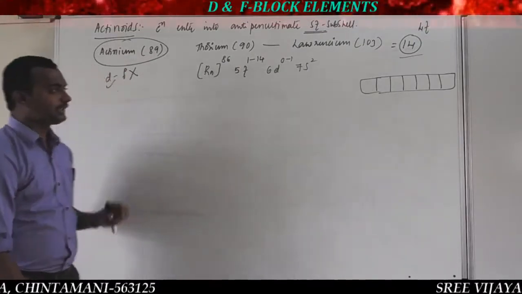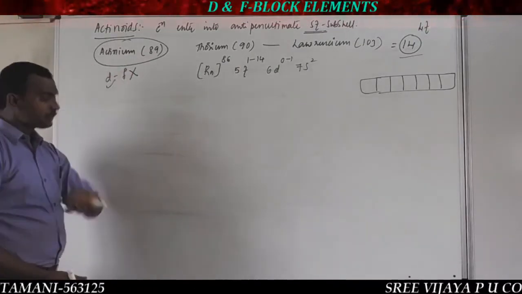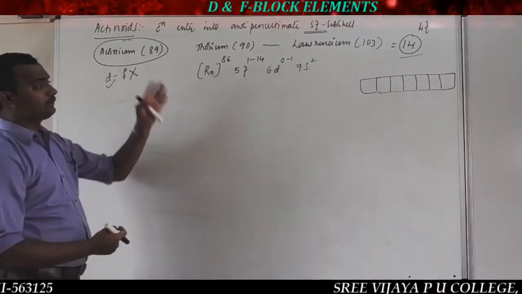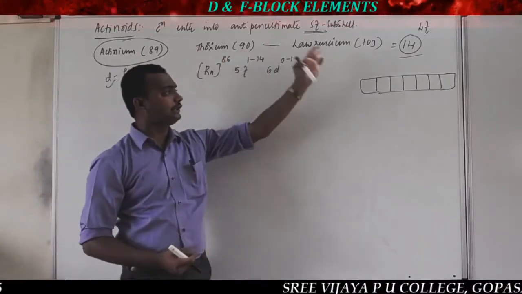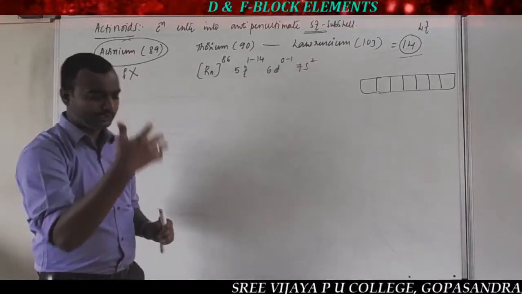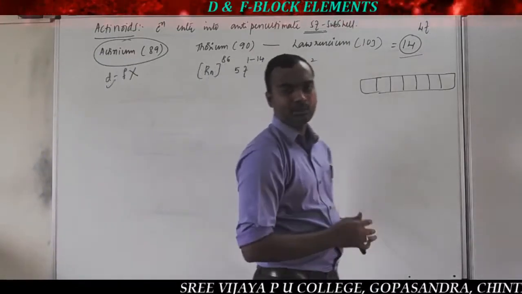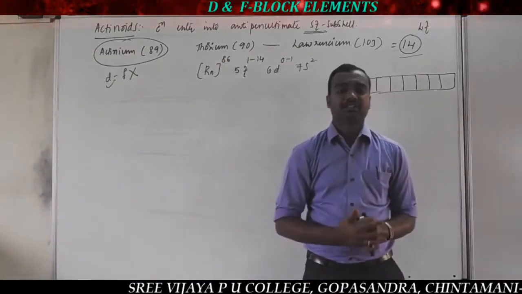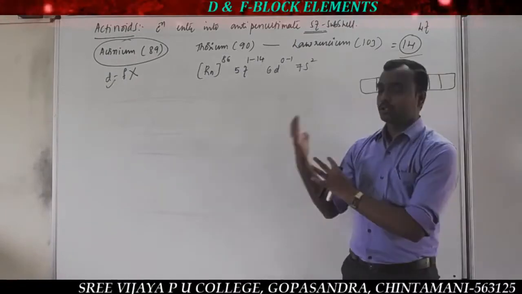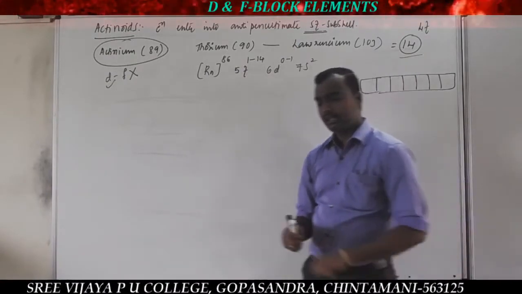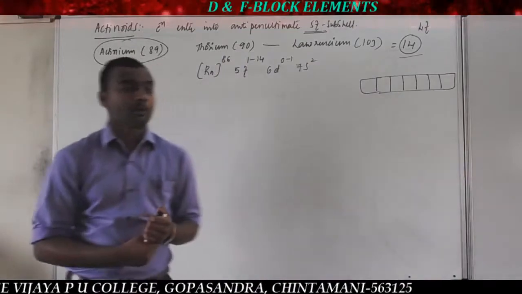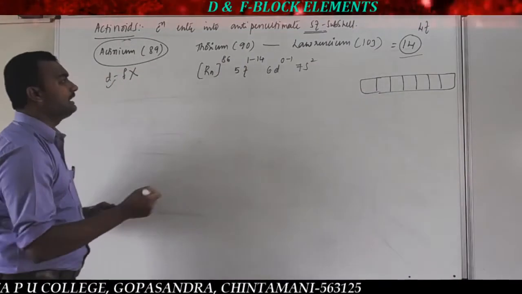So what are the actinides? They are thorium to lawrencium, atomic number 90 to 103. You have to write all those elements and their configurations, and in case of exceptions, write the exceptional configuration. Again, what are the oxidation states exhibited by the actinides and what are their properties.